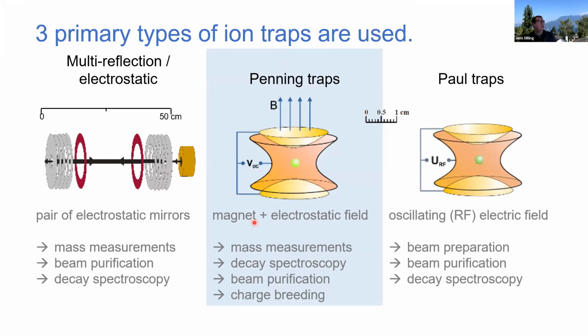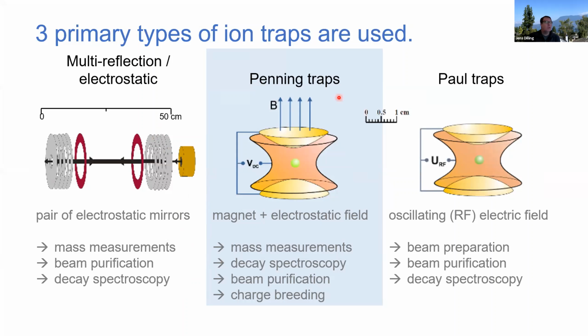Excuse me. Typically for experiments with radioactive beams, we have 3 primary types of ion devices that we use to carry out those experiments. The first one is an electrostatic device. Here we use a multi-reflection electrostatic device, and to give you a scale, this is about 50 centimeters. It consists of a pair of electrostatic mirrors. It's used for mass measurements, it's used for beam purification, or you can use it for decay spectroscopy.